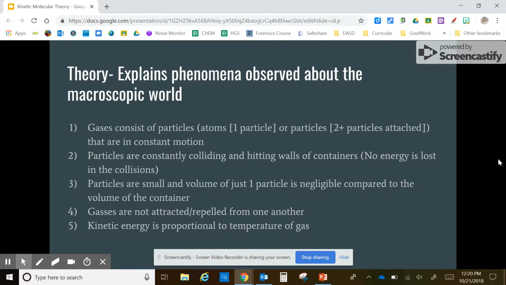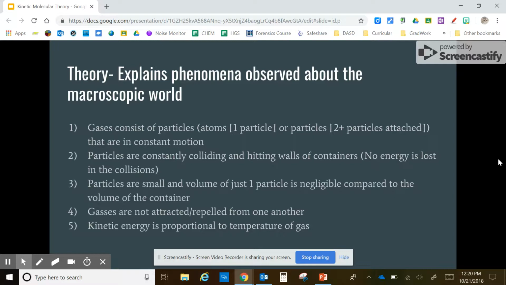to be in nature. So when we look at something like a theory versus a law, a law is more of a mathematical relationship between things. So a law can explain things with math, whereas a theory explains the way things are based on what we've observed. So the following are the 5 components of the kinetic molecular theory that explain how we observe gases to be.